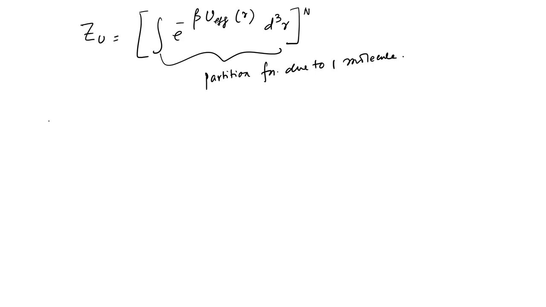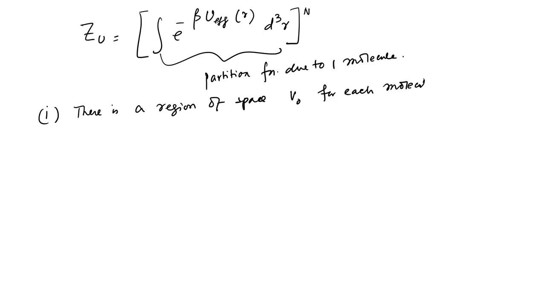Okay. Now, it is important to note that there is a region of space, let us call it V0, which is for each molecule, which is excluded from the integral. So one important thing is that when we write this whole integral, we consider these molecules as point particles, but there is a certain region that each molecule actually occupies, or there is a volume that each molecule occupies, which is say equal to V0.